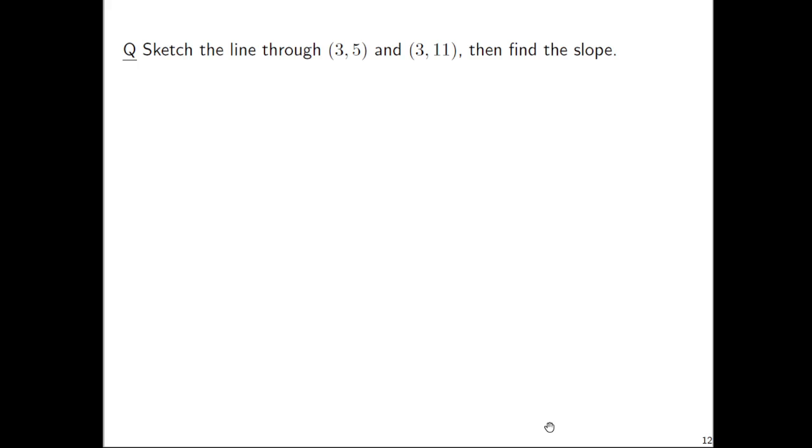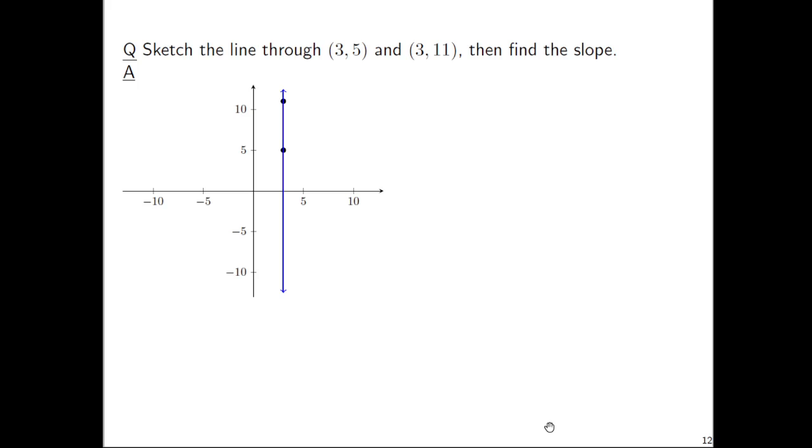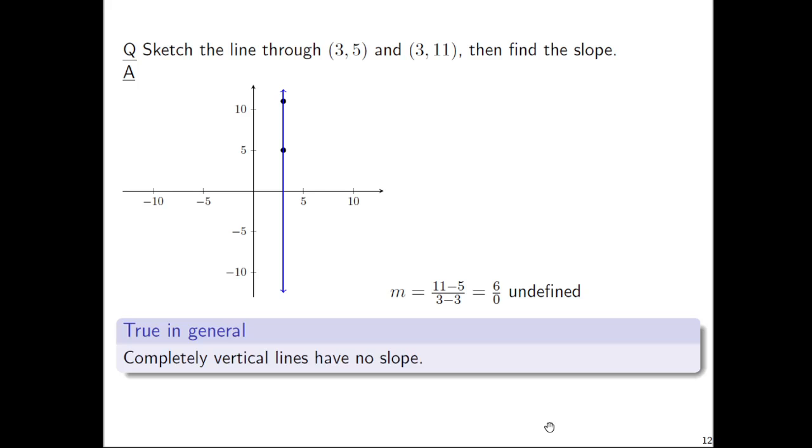Okay, let's sketch the line through the point (3, 5) and the point (3, 11) and find the slope. So there are the 2 points. You'll notice that both points have the same x-coordinate, namely 3 in this example. There's the line. It's perfectly vertical. When we try to compute the slope, for example, you can have 6 over 0. You can't divide by 0, so the slope is actually undefined. So it's something that's true in general, not just for this vertical line, but it's going to be true for any vertical line. So a completely vertical line is going to always have no slope. So this is why earlier we didn't want to use the phrase no slope.